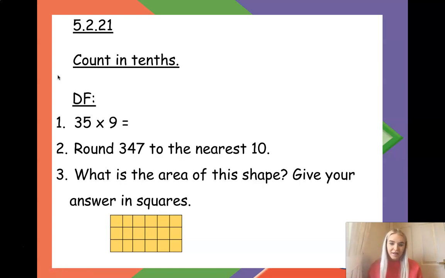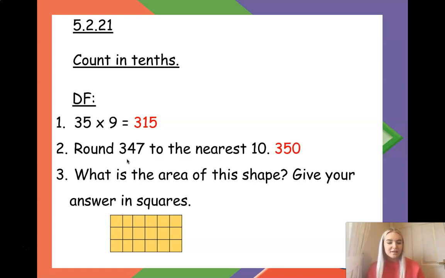How did you get on? Did you work out 35 multiplied by 9 using the short written multiplication method? You will have got 315 as your answer. Number 2 is round 347 to the nearest 10. Well, if we know we are rounding to the nearest 10, we can look at my tens column, which is my 4, representing 40. Now, because I've got 47, I am going to be rounding up to a multiple of 10, which would be 50. So my answer is 350.